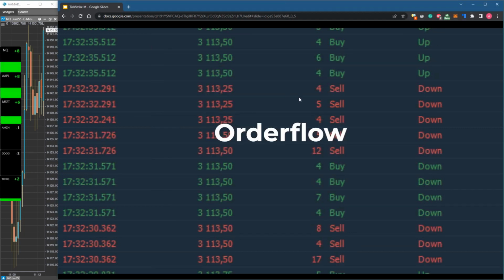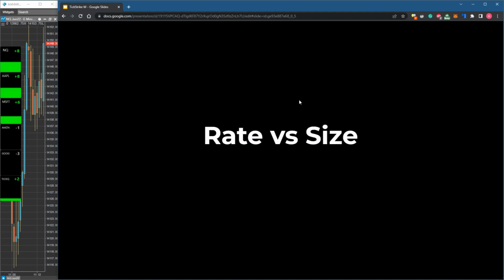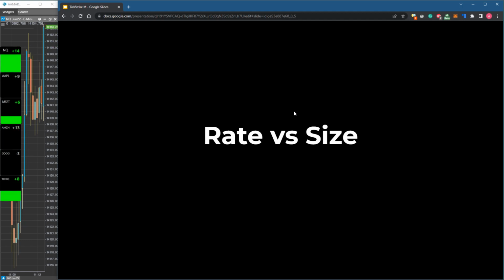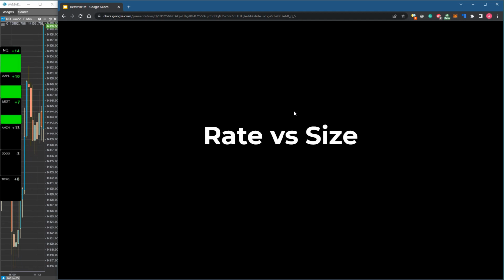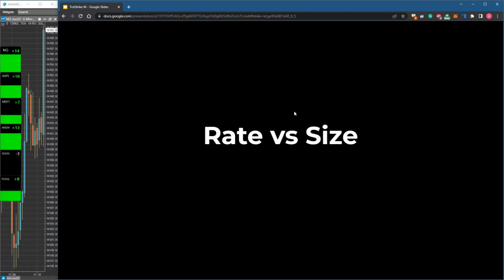Okay, brilliant. So what TickStrike does is incredibly simple, right? It looks at the rate versus the size of orders. A lot of people, when they're looking at order flow, are looking for the big giant block trades, 500 contracts and this type of thing. I spent a lot of time initially looking at that.